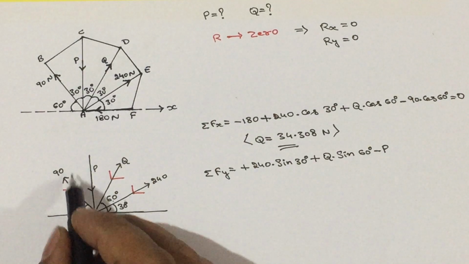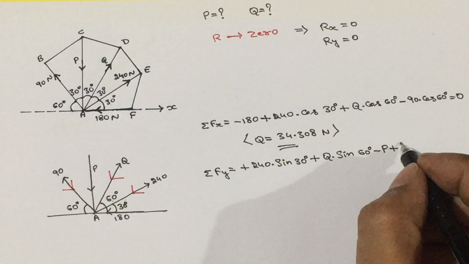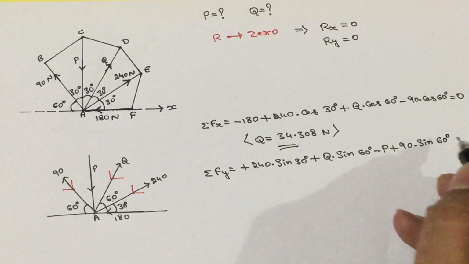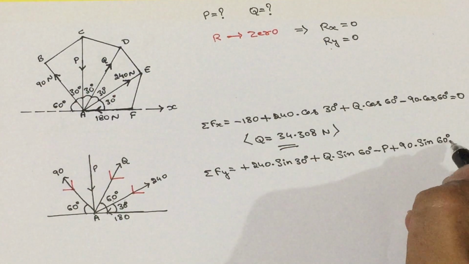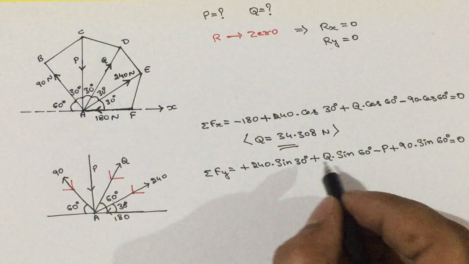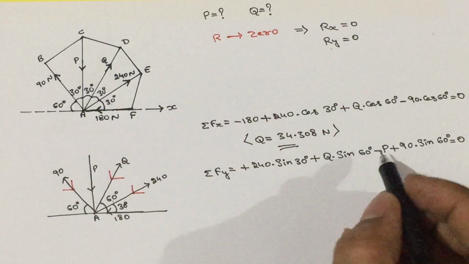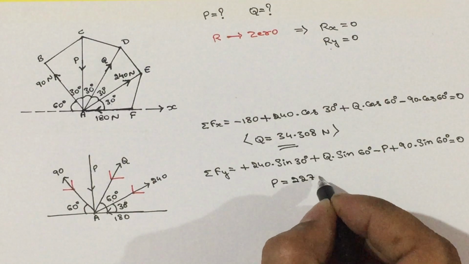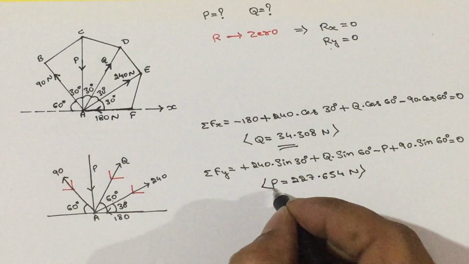Then for 90, the vertical component is moving upward, plus, F sin theta, that is 90 into sine of horizontal angle 60 degree. Sigma Fy will be equal to Ry, that is equal to 0. In this whole equation unknowns are Q and P, whereas Q is already calculated. So if we substitute the Q value, P you are going to get as 227.654 Newton. Thank you.